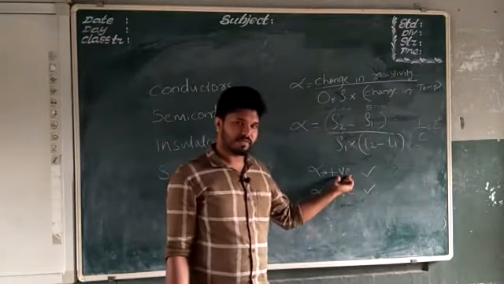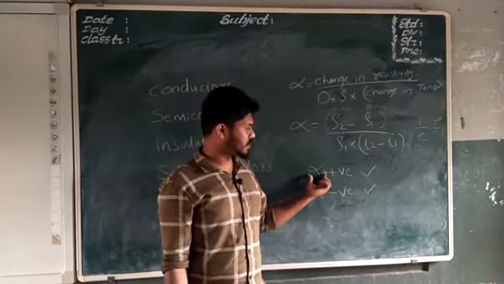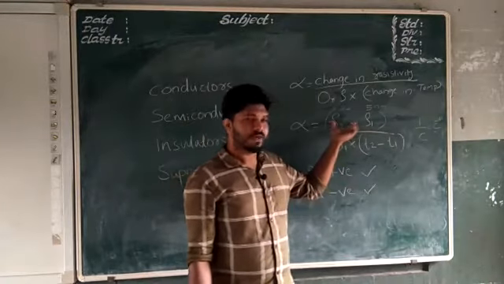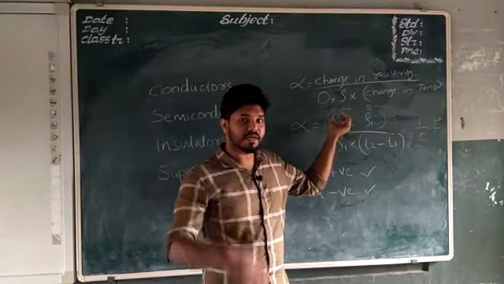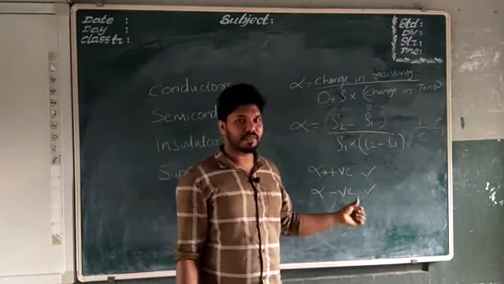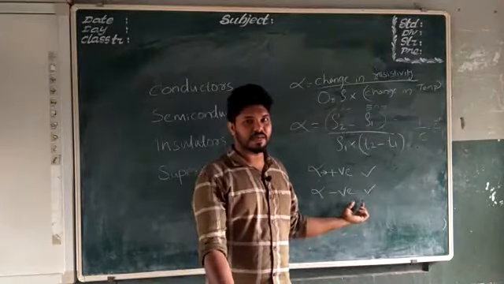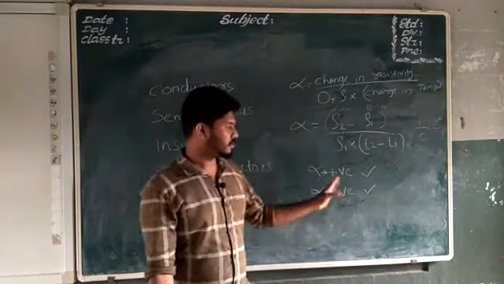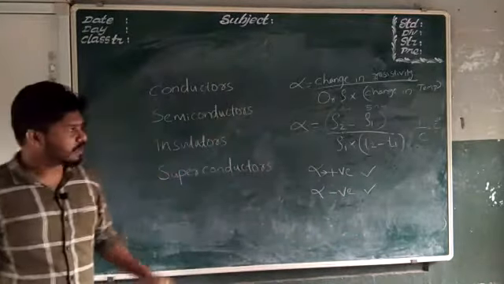See, these points are important. Alpha, the temperature coefficient of resistivity, is positive when resistivity increases according to the increase in temperature. Alpha is negative when resistivity decreases according to the increase in temperature. So those are the 2 points. Now coming to our main point.